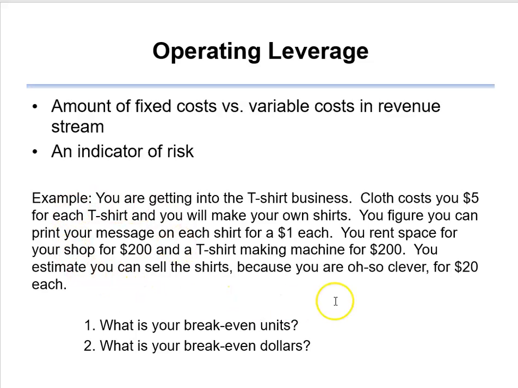We did this problem last time. We found out that it's a little bit different. This one is $5 and $1. Let's work that one again, just because we got the time. All right, so what are our fixed costs? We rent the space for $200 and a t-shirt making machine for $200. Those are our fixed costs. So we have $400 in fixed costs.